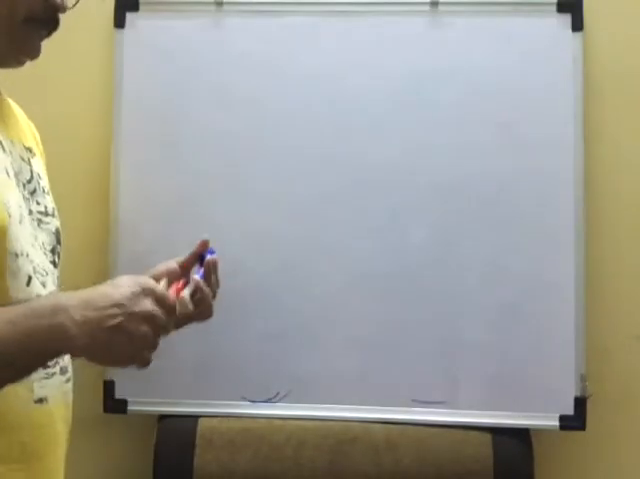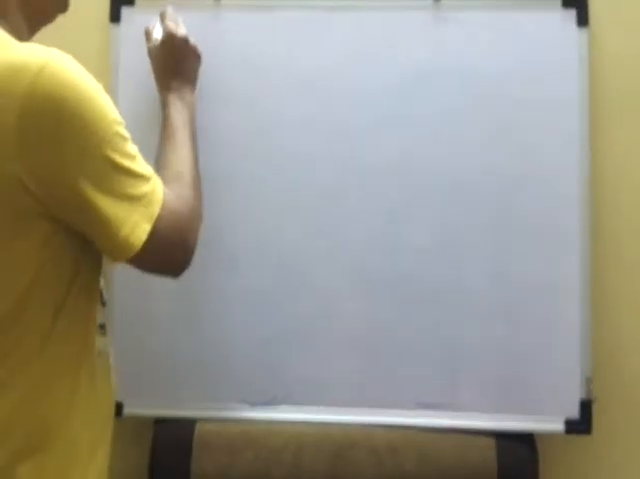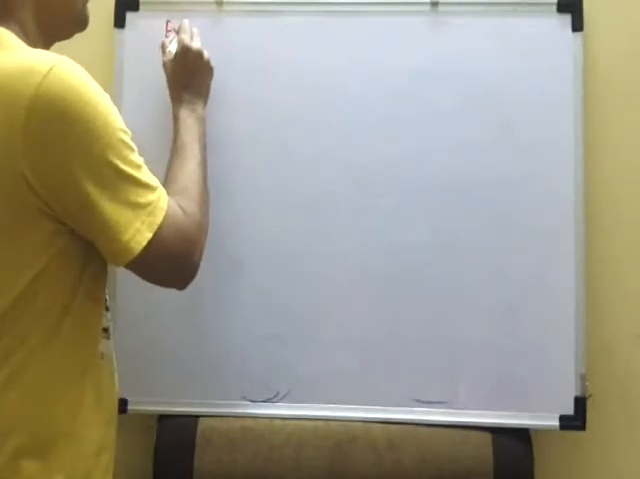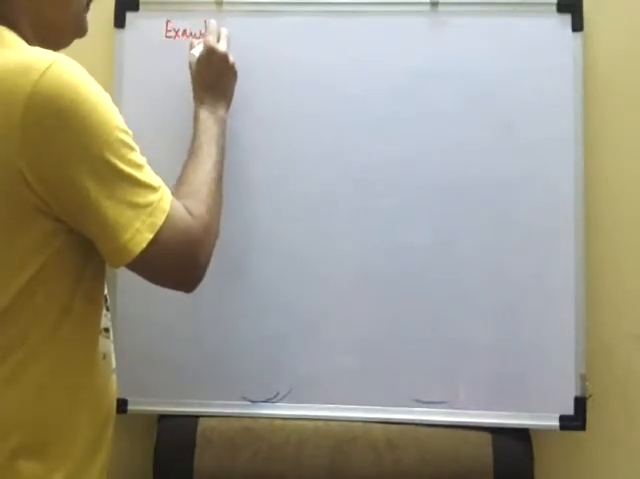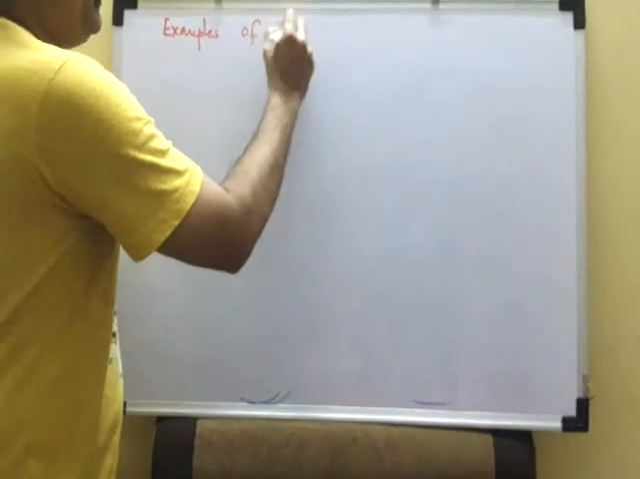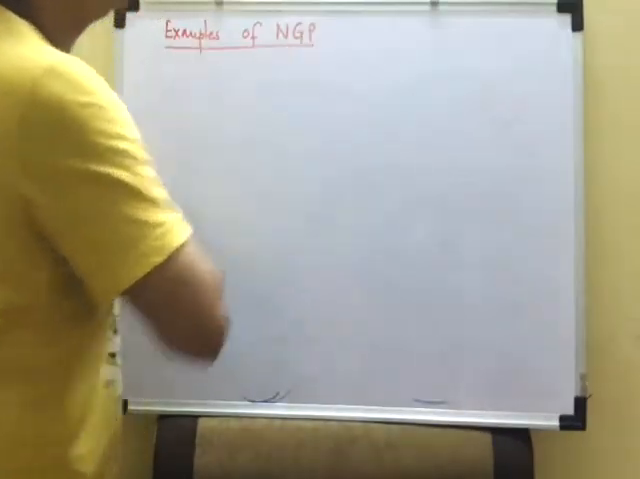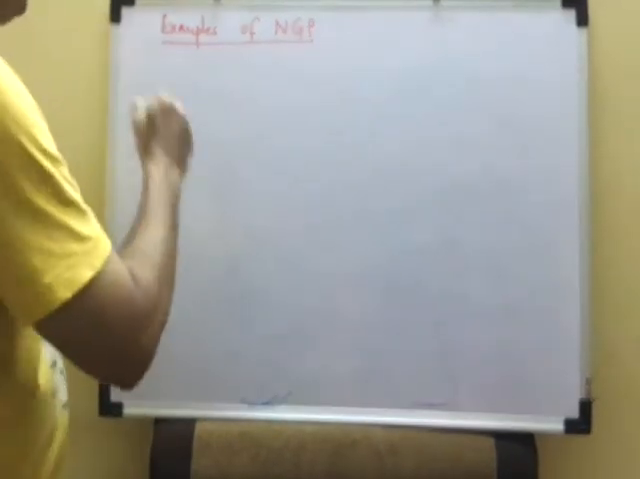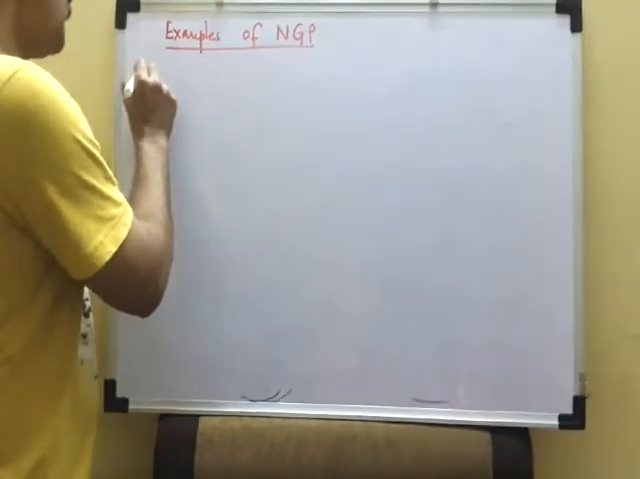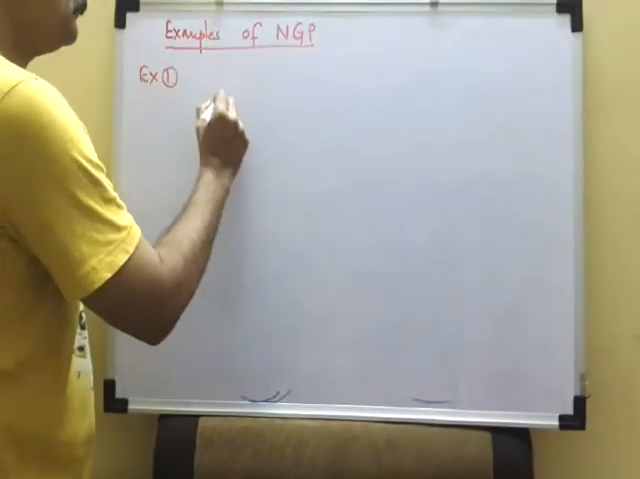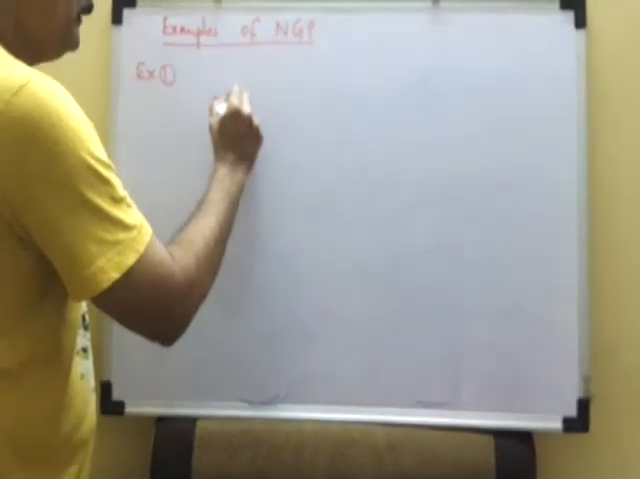Now in this video we are going to discuss some examples of NGP, neighboring group participation. I'll quote here first example.